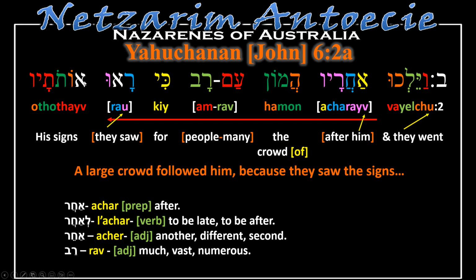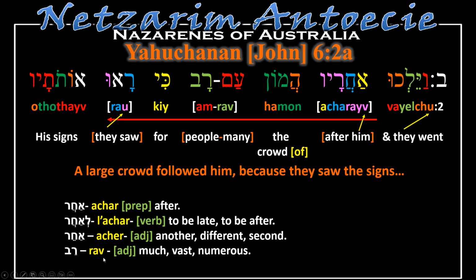And then we have, now the aleph is silent, as it is here. It is ototaiv, his signs. And down here I've given you achar, which is a prep, which can mean after. And then we got le'achar, which is a verb to be late, to be after. And then we have acher, which is a different form. It's an adjective, means another, different, second. I'm just giving you that just to show you how it changes with different vowel marks and so on.